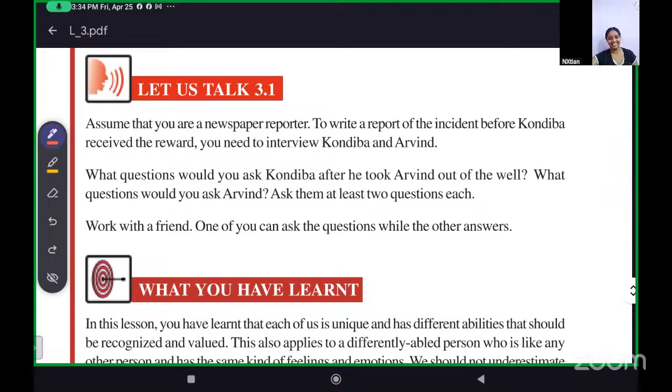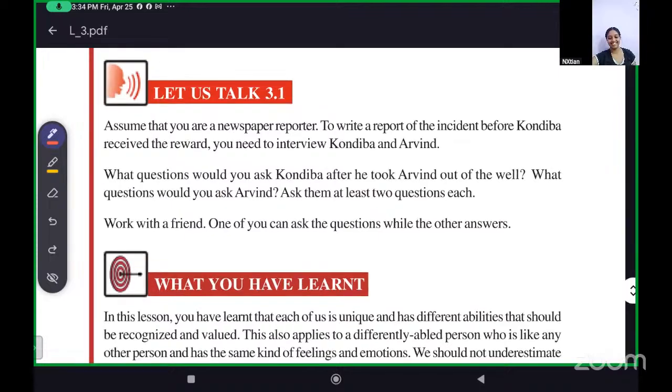Then I would have asked, how did you react the moment you knew that Kondiba was blind? Kondiba was blind. Yeah. Okay, I think he probably knew that Kondiba was blind. Maybe. Okay. All right.